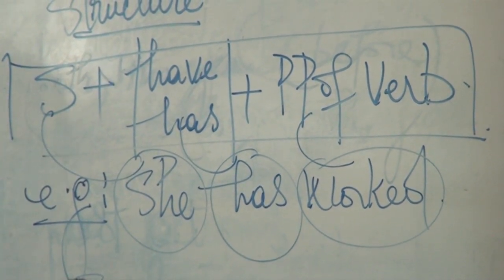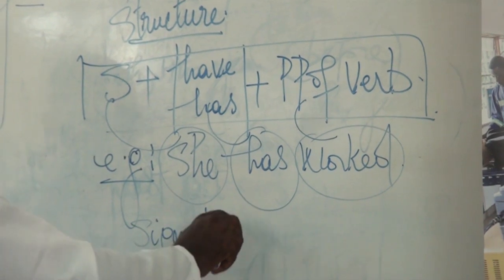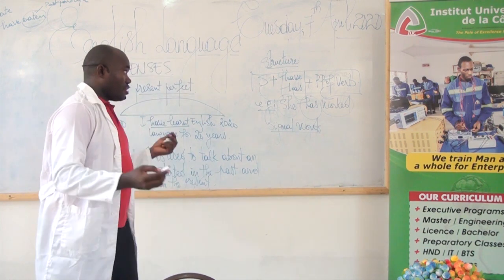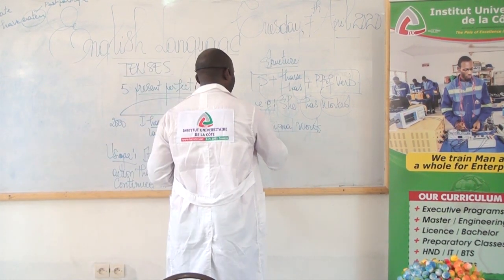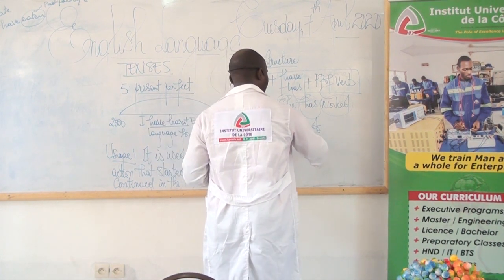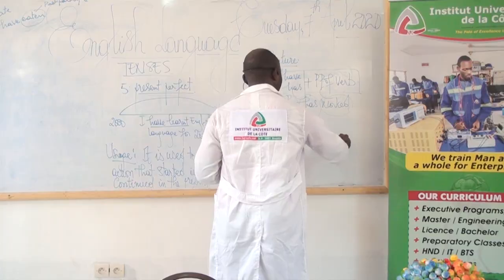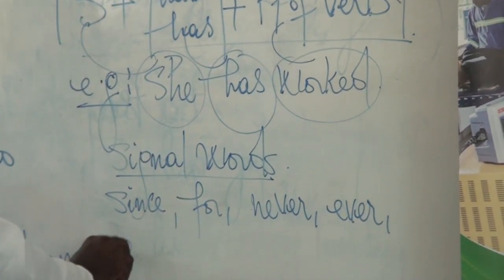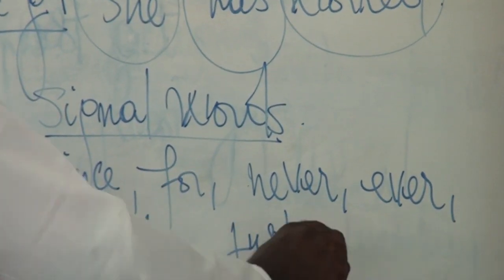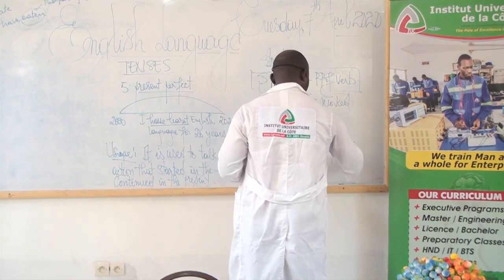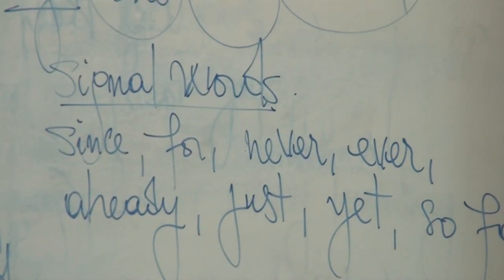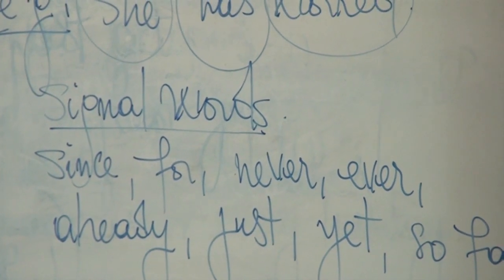Now talking about the signal words. Here we have so many. We can have since, for, never, ever, already, just, yet, and so far. So these are signal words of the present perfect.